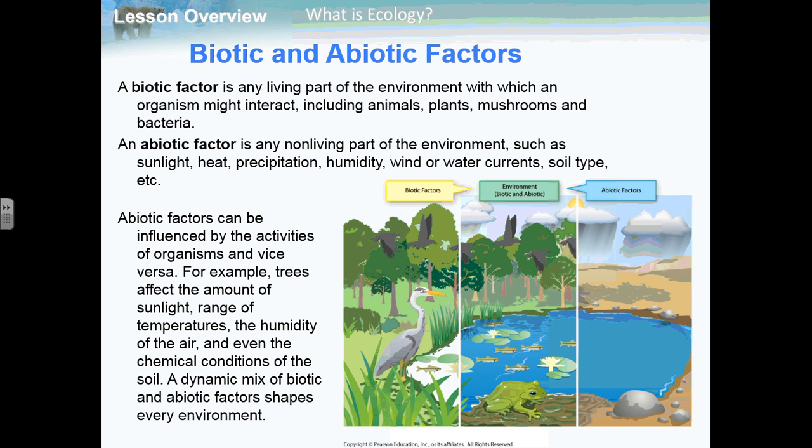So, for example, a tree, which is definitely a biotic factor because it's living, has influence over abiotic factors, things like the amount of light that reaches the land there, the temperature range then because of the light that is limited. Trees also produce water vapor in the air, and so they control the amount of humidity, and also have the ability to change the chemical conditions of the soil, also abiotic. So in reality, environments are an interaction of both of the living and non-living things together. The study of ecology is trying to understand how all that works.